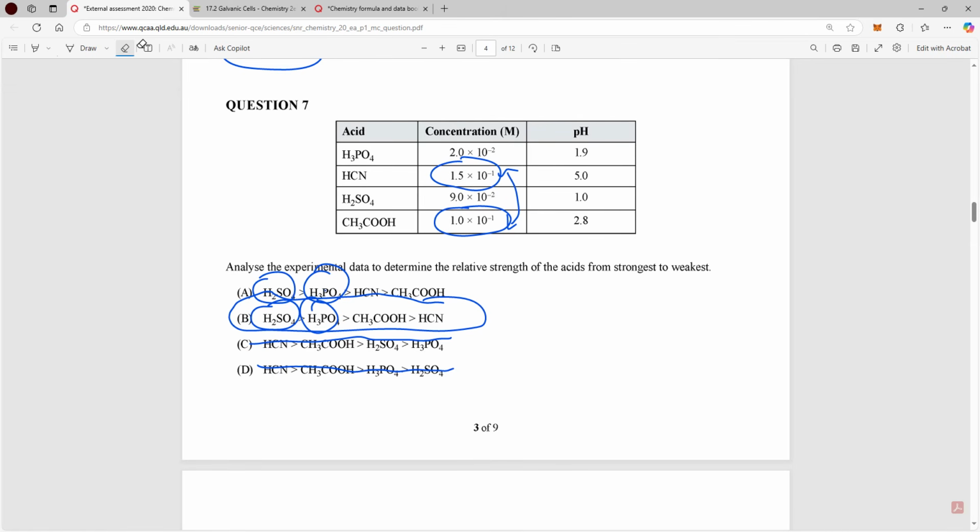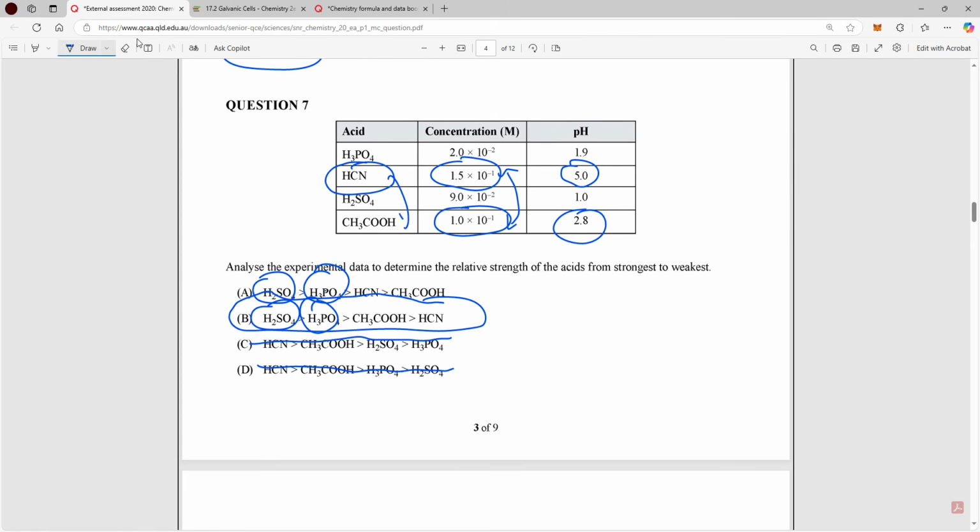So the correct answer here is B. And the reason why we can make this judgment is because there's such a low difference in the concentrations, but there's such a big difference in the pH. That's why we can say this is more basic than this one here. Obviously, if you increase concentrations, that might change things, but in this case, that's what's happened. So the correct answer is B.